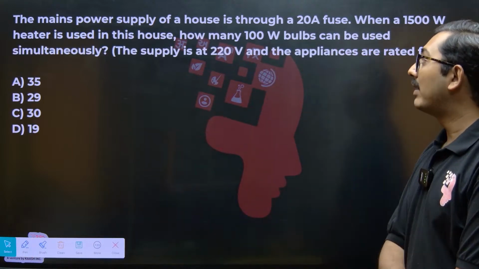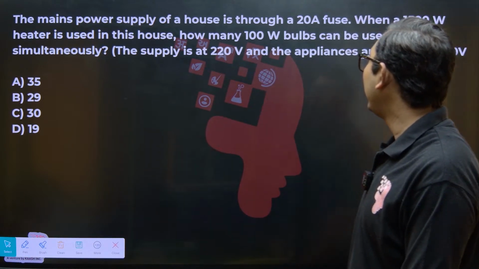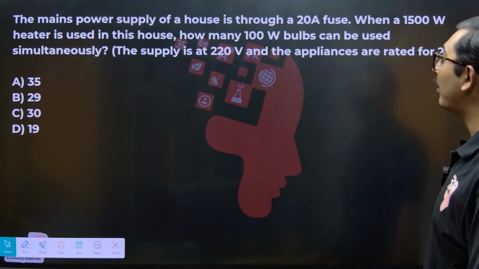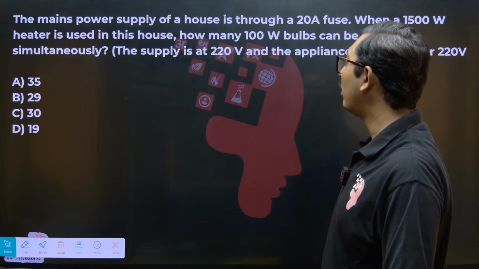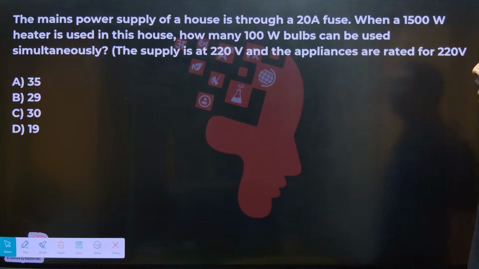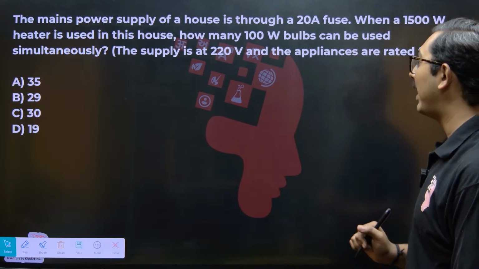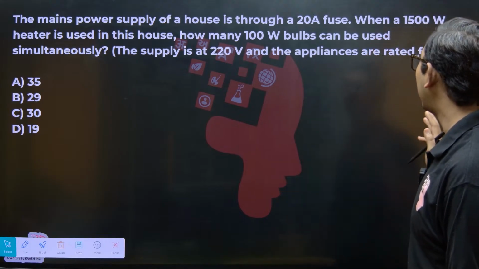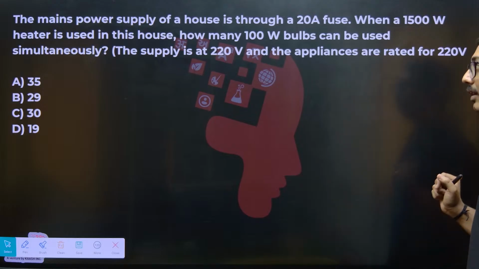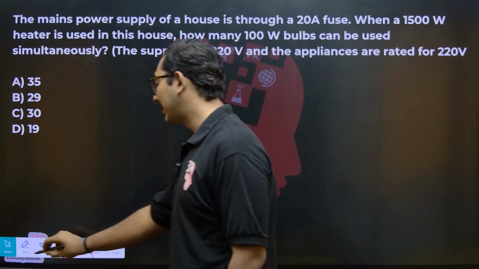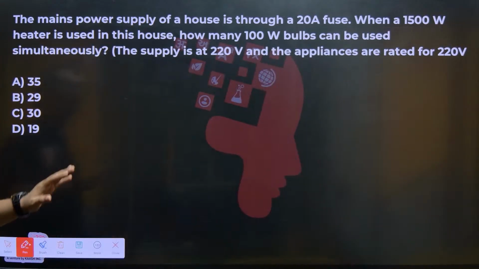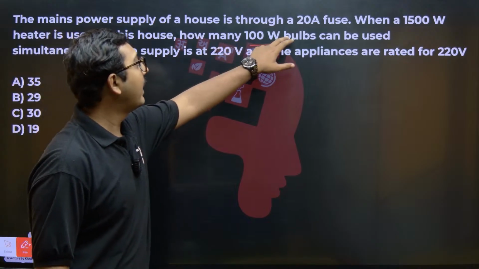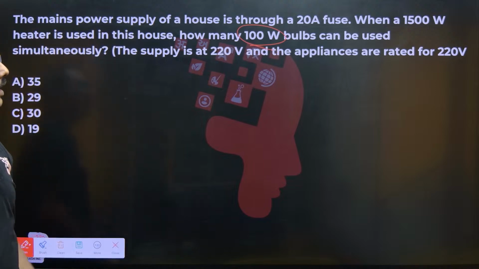The main power supply of a house is through a 20 ampere fuse. When a 1500 watt heater is used in this house, how many 100 watt bulbs can be used simultaneously? The supply is of 220 volts, same as the household one, and the appliances are rated for 220 volt. Here also it is the same type of question, 20 ampere. Each bulb has a power of 100 watt.